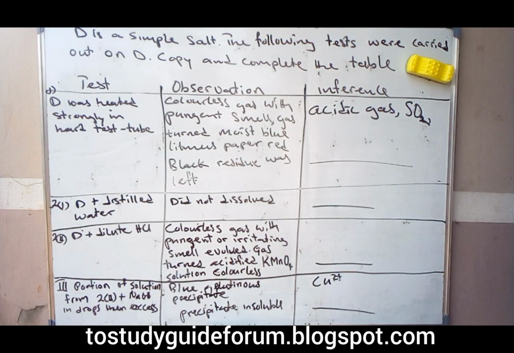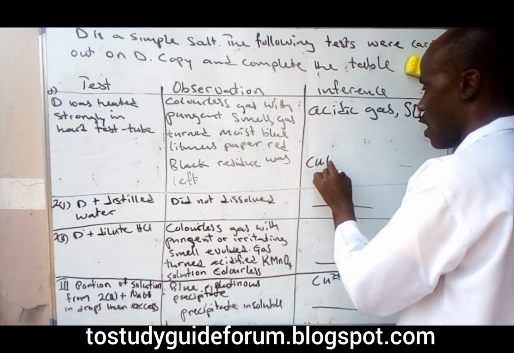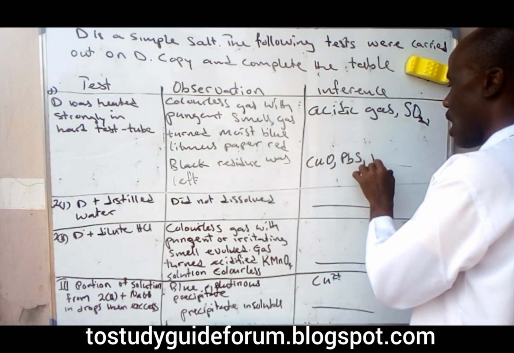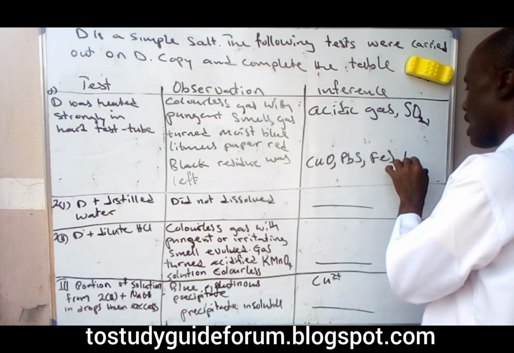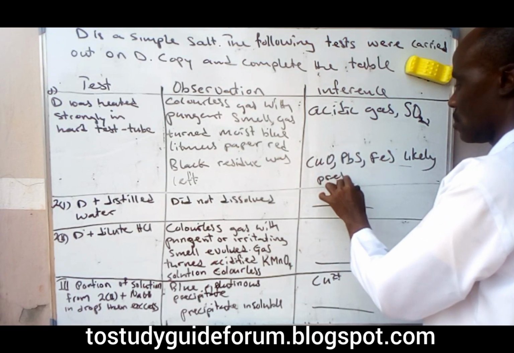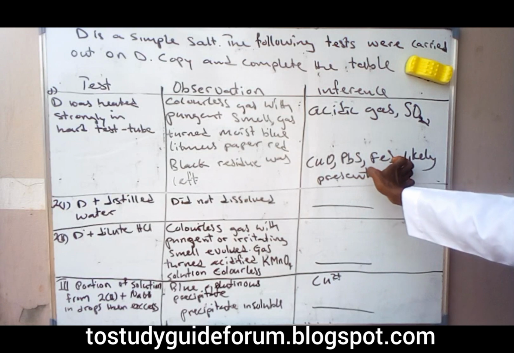And then the black residue that was left means you are likely to have something like copper oxide, lead sulfide, or iron sulfide likely present, because these compounds are all black in color. So this is what we might be expecting.